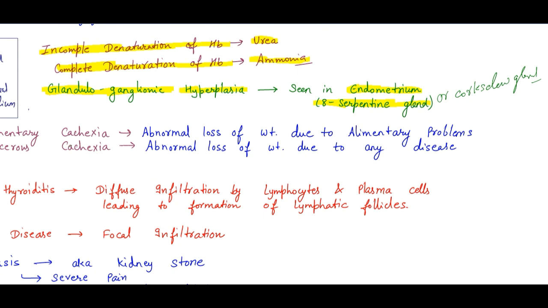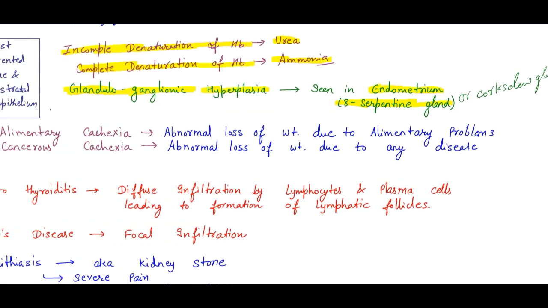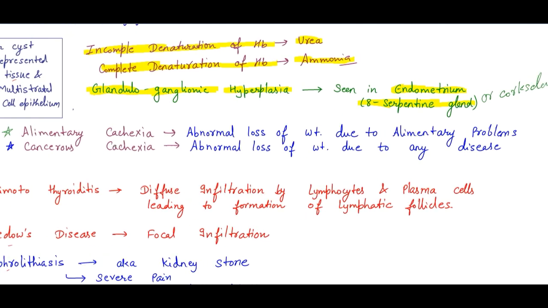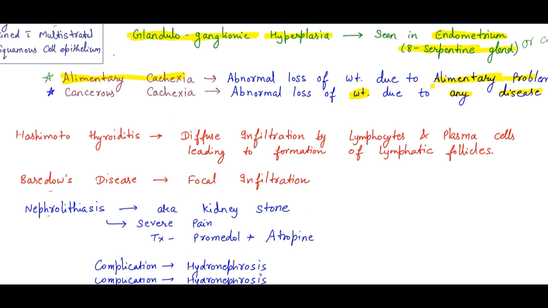Okay, then there are two more questions about alimentary cachexia and cancerous cachexia. Remember, alimentary cachexia is abnormal loss of weight due to an alimentary problem, and cancerous cachexia means abnormal loss of weight due to disease. There are two questions that are the same but with a little difference.